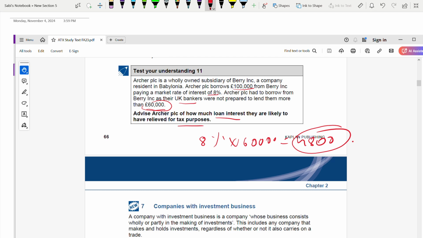And the interest on the excess, that is 8% on the 40,000, will be disallowed. I'm sorry, it's 8% on 100,000, which is 8,000. So this will be disallowed because it is excess.